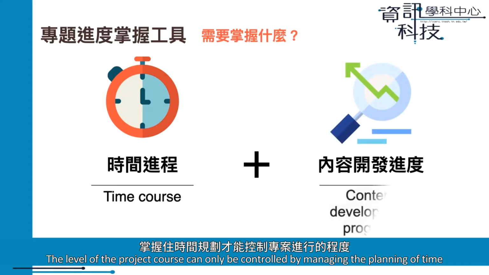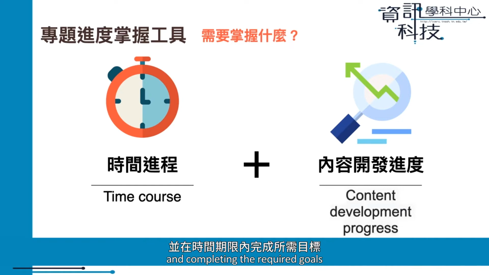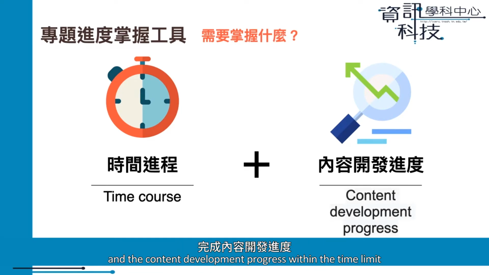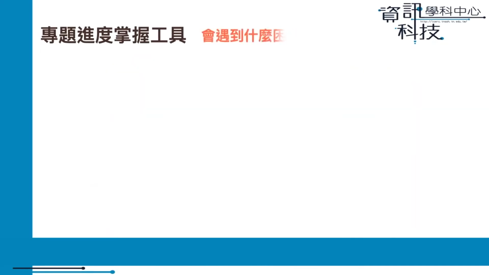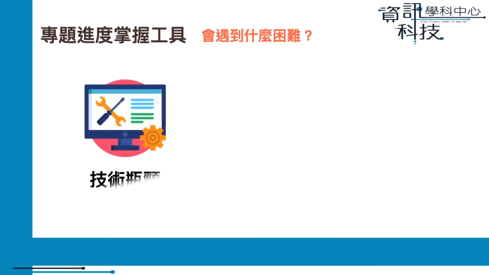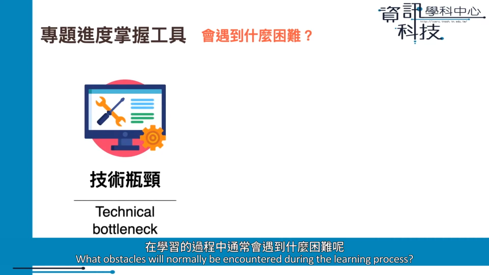The level of the project course can only be controlled by managing the planning of time and completing the required goals and the content development progress within the time limit. What obstacles will be encountered for the Project Progress Management tool? What obstacles will normally be encountered during the learning process?